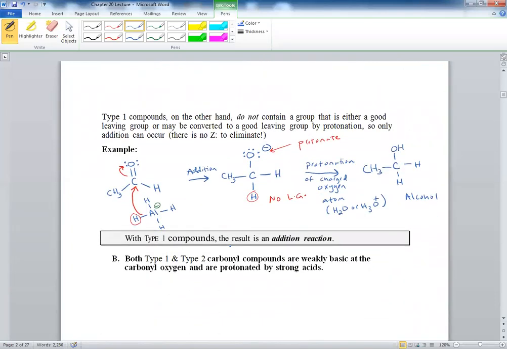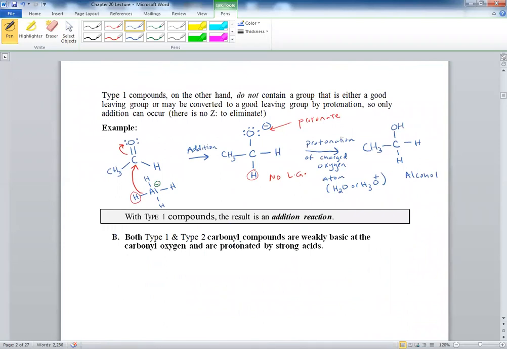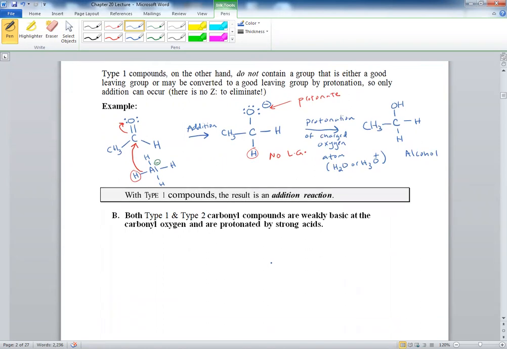So that's for now. When we come back, we will learn about the properties of those, both types 1 and 2, and of course go into reactions for each.